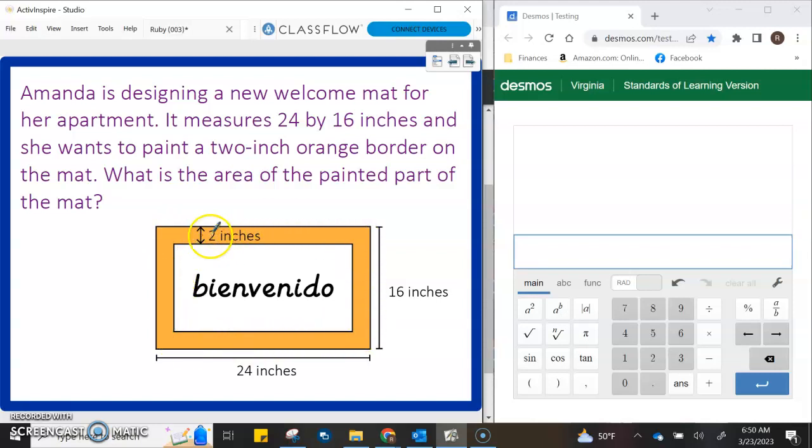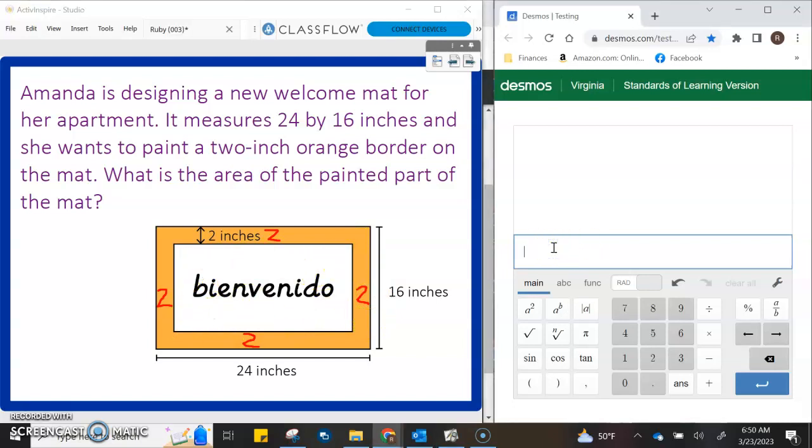So a 2-inch border, that means from here to here is 2 inches. And from here to here is 2 inches. From here to here is 2 inches. And of course, from here to here is 2 inches. So we're going to need that to figure out the measurements for the little border.